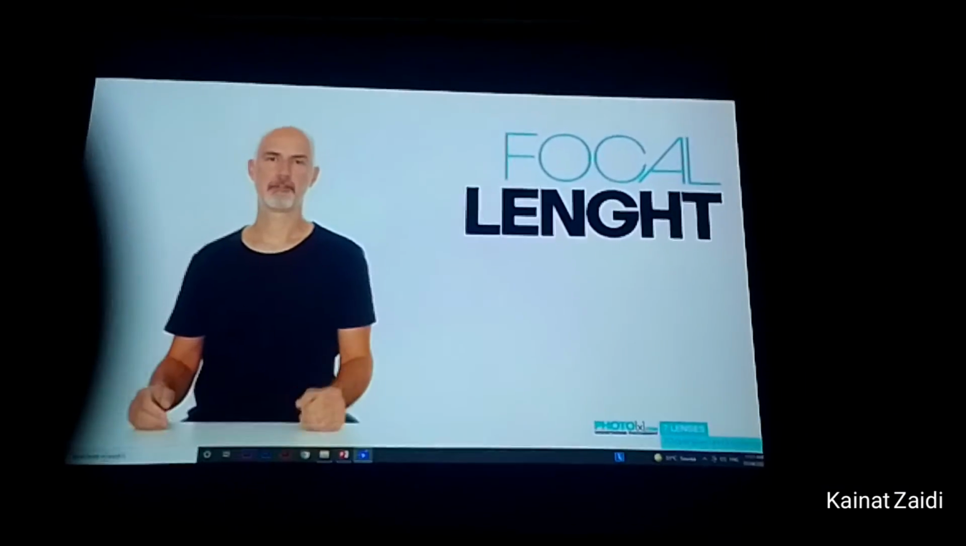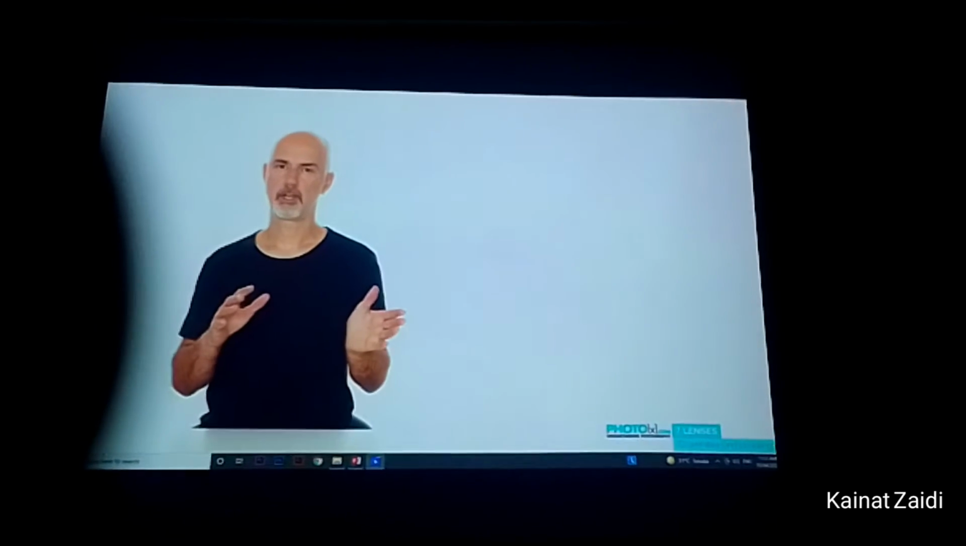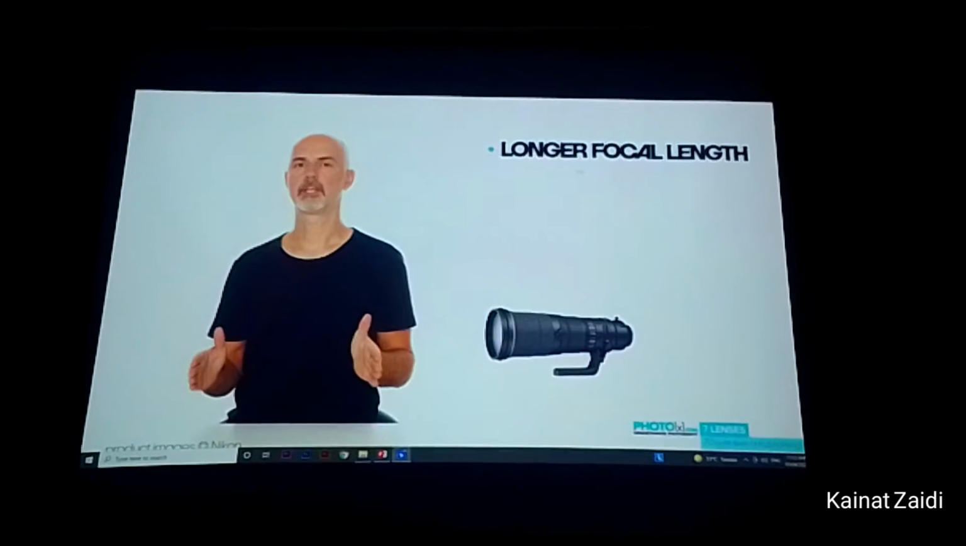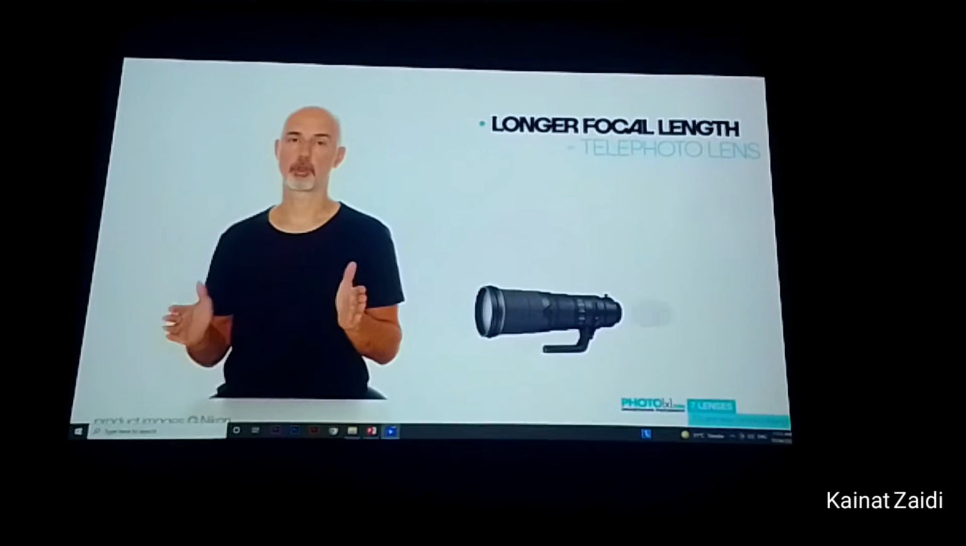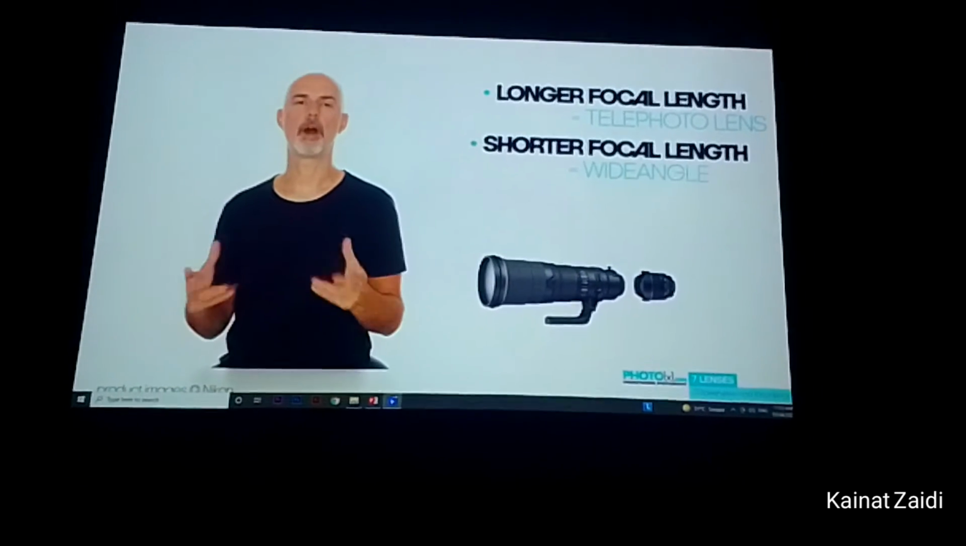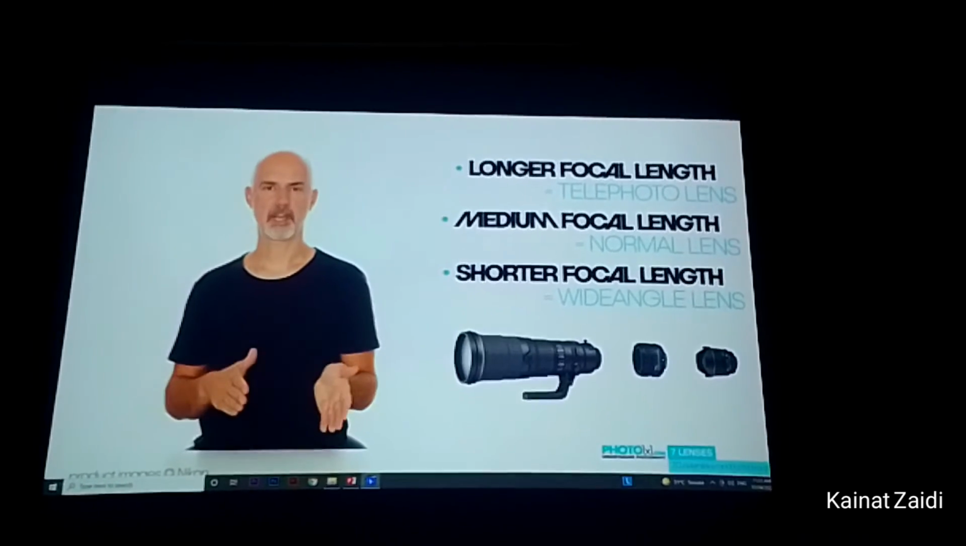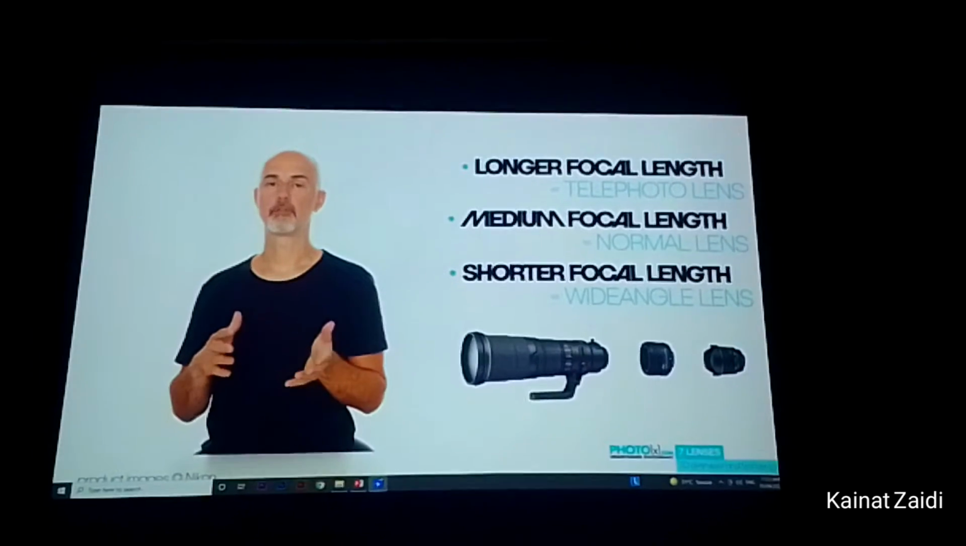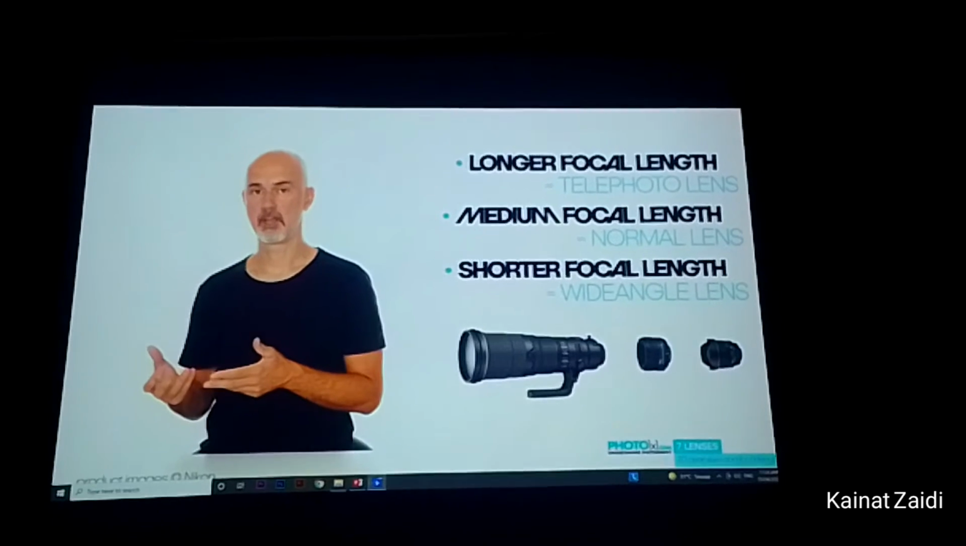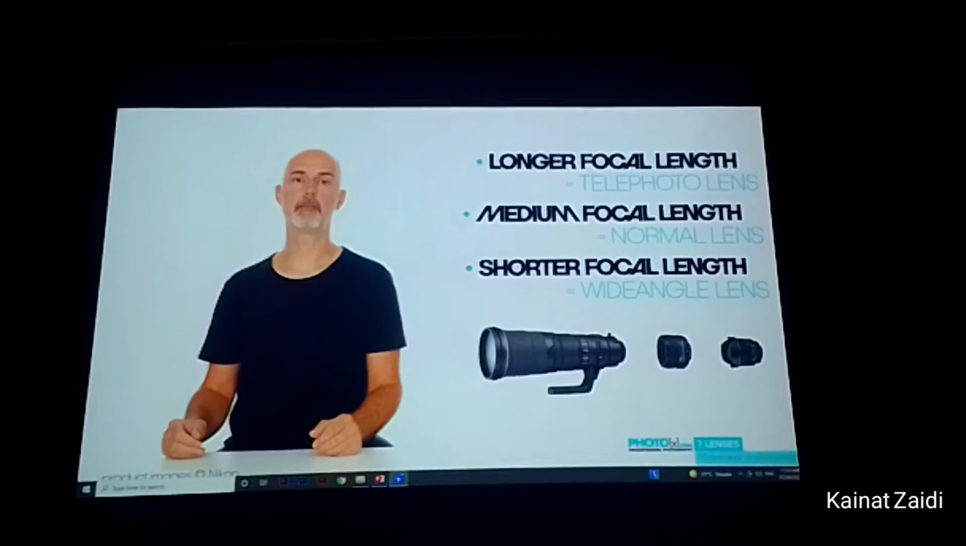About the focal length of a lens. Photographers call lenses with longer focal lengths telephoto lenses, while lenses with shorter focal lengths are called wide-angle lenses. In between, we have so-called normal or standard lenses. More important for us than classification is, how does the focal length change your image?